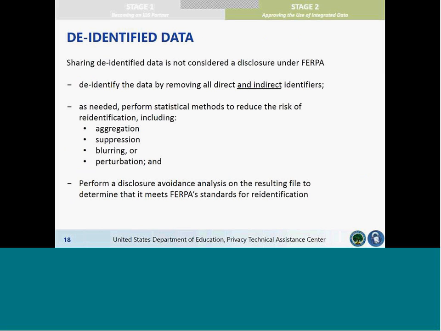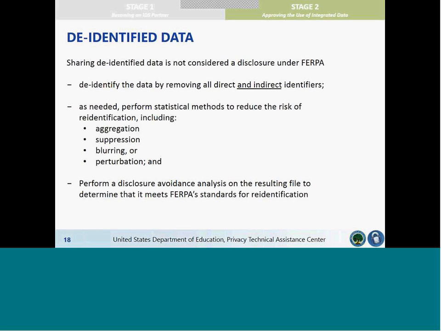So de-identified data, and what to do with it? Well, de-identified data is not considered to be a disclosure under FERPA. But de-identification as a process is trickier than a lot of people initially think. You start to de-identify data by removing all of your direct and indirect identifiers. This is where you strip off anything that can uniquely identify the student: name, student ID number, social security number, address, all of those direct and indirect identifiers that obviously re-identify an individual.